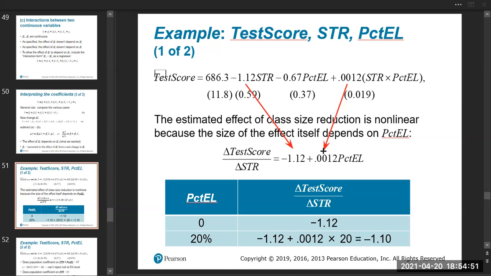So that says our effect of STR on test score contains the first part, the linear part, and then another part which depends on the value of percentage of English learner. When percentage of English learner is 0, this effect is minus 1.12. If percentage of English learner goes to 20%, this effect drops to minus 1.1. Those are just 2 examples.